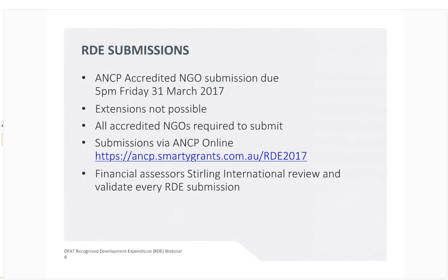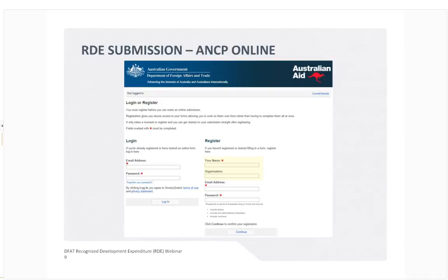So let's skip ahead now to the RDE submission form. This is the login screen. When you click on the link in the email that we sent out, when you click on then start a new submission, you will arrive at this page. If you have previously logged on and previously used Smarty Grants before, you can use the login section that you see on the left-hand side of your screen there and just go ahead and put your email address and password in and log straight in.